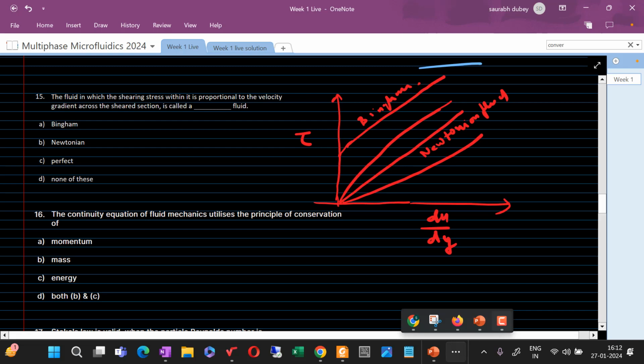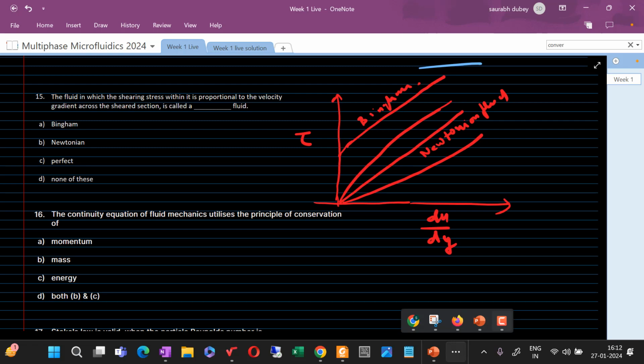Which one is dilatant and which one is pseudoplastic? The one which is increasing, like the lower one, is the dilatant, and the upper one is the pseudoplastic. So these are the fluids.